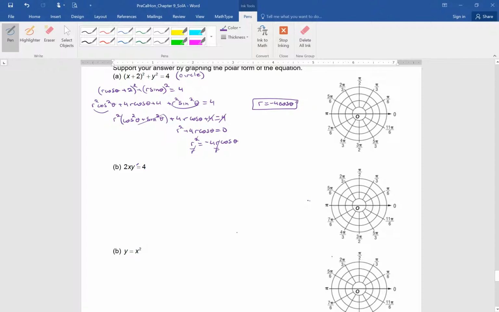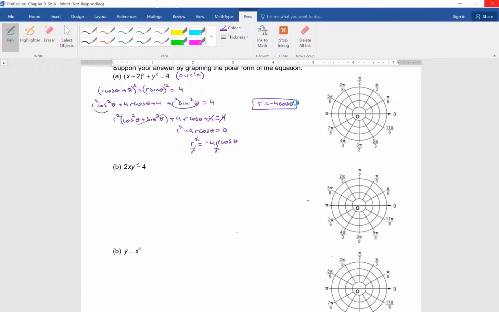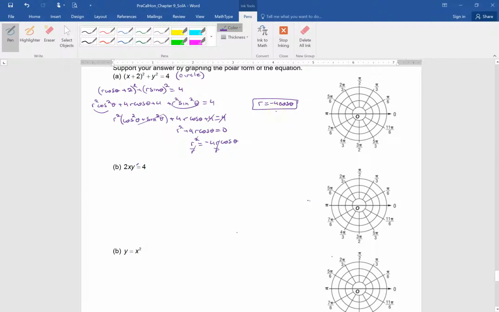And now, what shape is this? This is a circle. Remember that form I gave you, that little sheet I gave you? This is a circle. Now, that number 4 tells us what? The radius is 4. But what does the negative do? It brings it to the left. So the negative is a reflection around the axis theta equals pi over 2. That's how you make yourself sound sophisticated at the math party. So reflection around theta equals pi over 2.